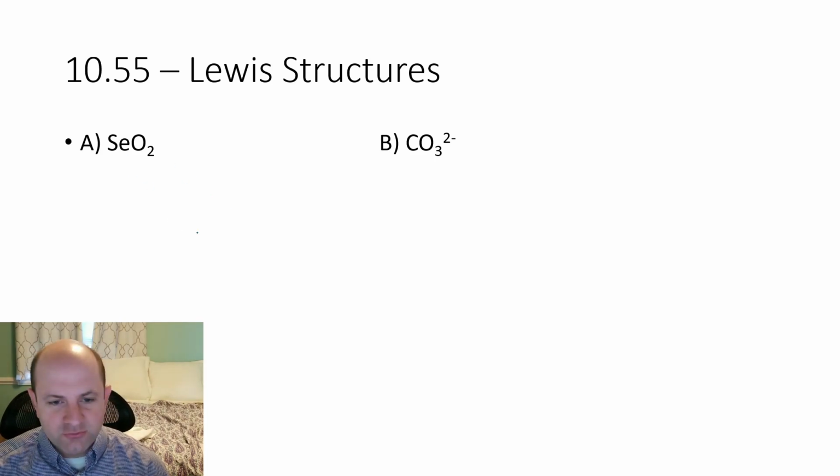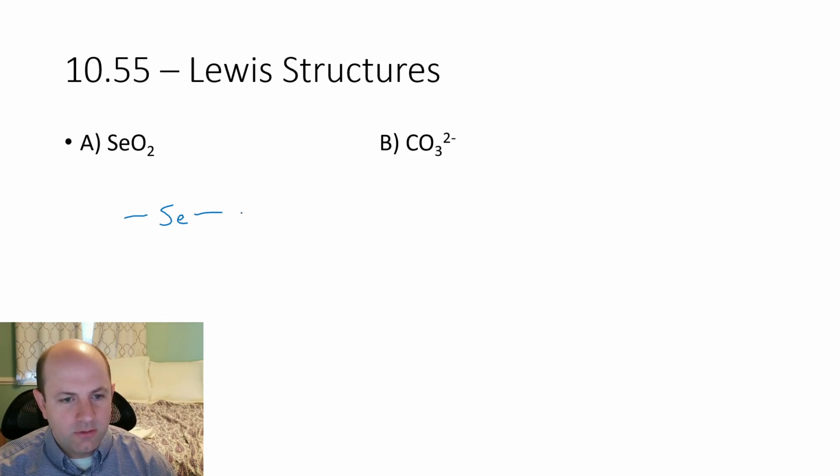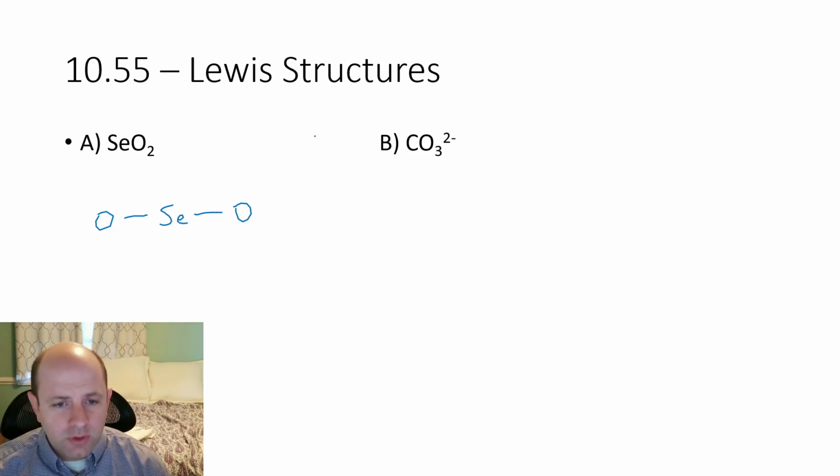All right, but for these, we'll just draw them on paper. So we have selenium dioxide and carbonate ion. So step 1, we put the central atom, the first atom, in the middle, other atoms connected by single bonds. Step 2, we give the outer atoms an octet.